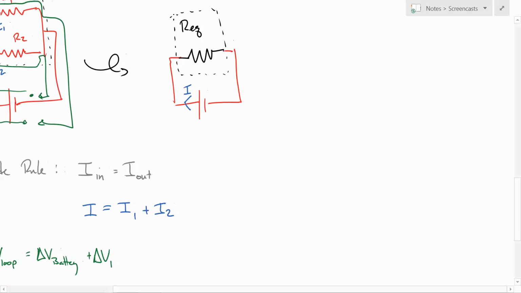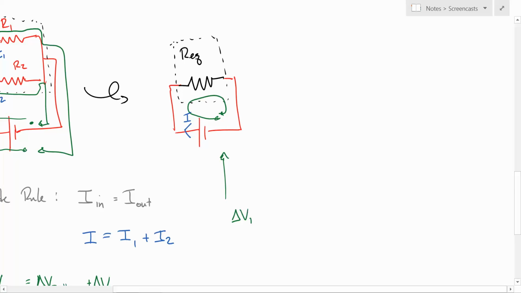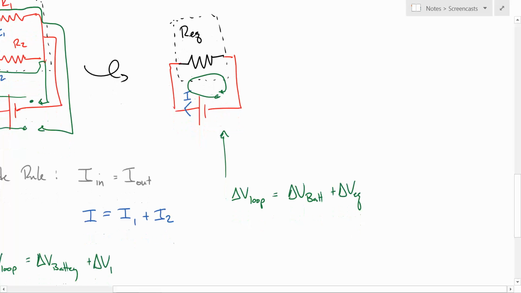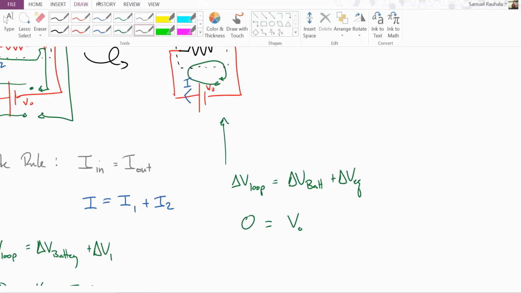Let's consider our other circuit. So if I look at this, I'm going to again do my loop rule. My loop is very boring. I just have delta V loop is equal to delta V battery plus delta V equivalent. And so closed loop, so the loop potential is 0. V battery is still my V0, even though I didn't write it down this time. Let me go fix that. It's totally been there forever. That's a different color. These things challenge me a little.